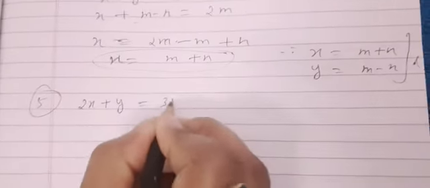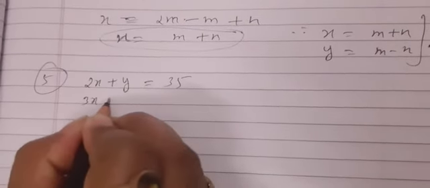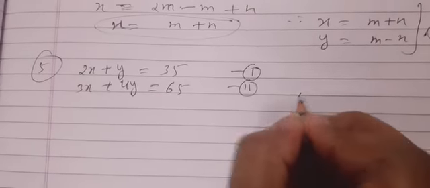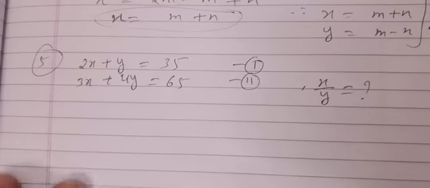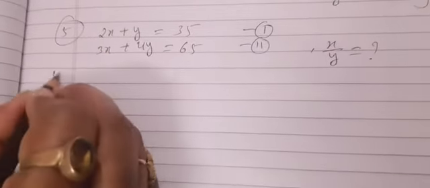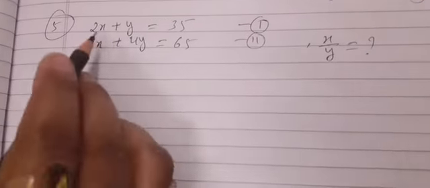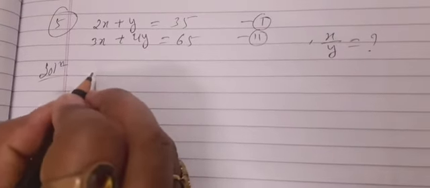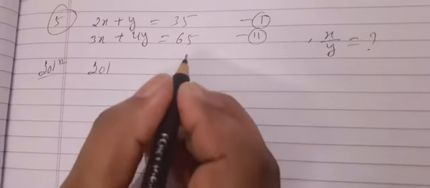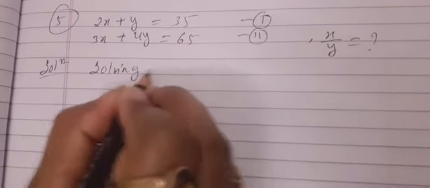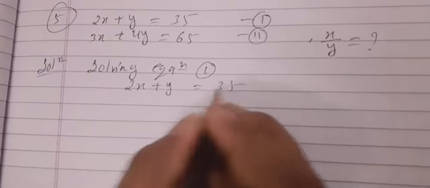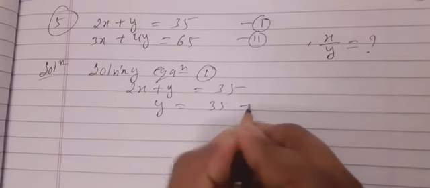Okay children, let's see how we'll solve. 2x plus y is equal to 35 and 3x plus 4y is equal to 65. So these are the two equations, and we have to find out the value of this also, x by y. So I'm going to start solving, because we have to follow the substitution method. So we'll solve any one equation. Solving equation 1, because both equations are on the same side, so solving equation 1, 2x plus y is equal to 35, or I can write y is equal to 35 minus 2x.